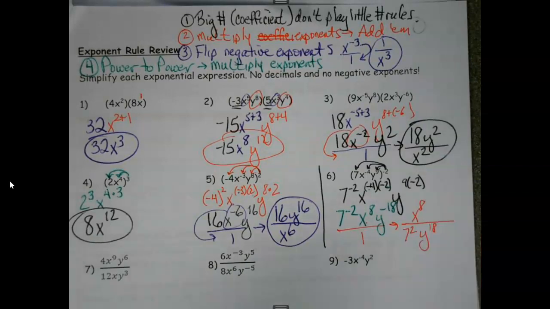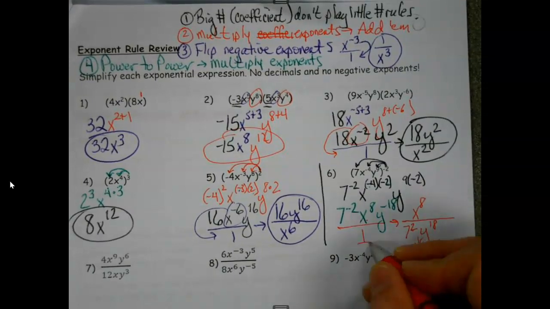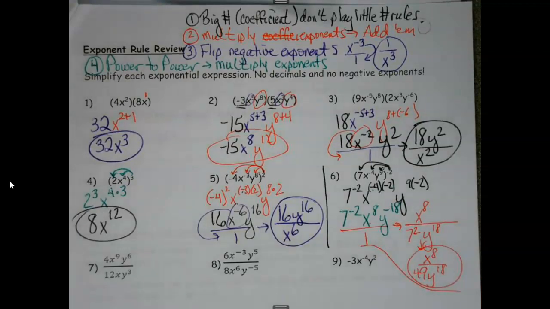Y to the negative 18th is negative. We don't like that. Whoop. Flip it down. That's right, it knows we mean business. It got positive. I'm okay if you leave it this way, but if we want to finish this off and kind of simplify it a little, 7 squared is 49. If you were looking at one of my answer keys, I'm probably going to put the 49. But as long as you have the positive exponent on there, I'd be happy with that.